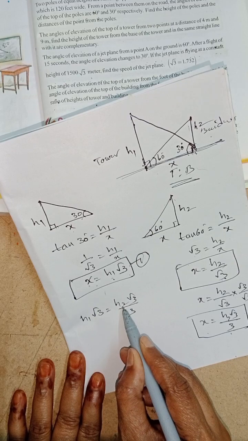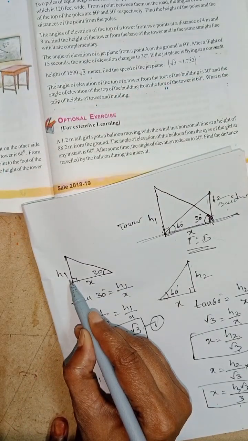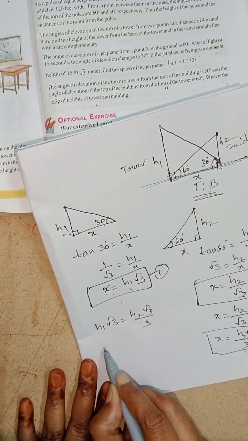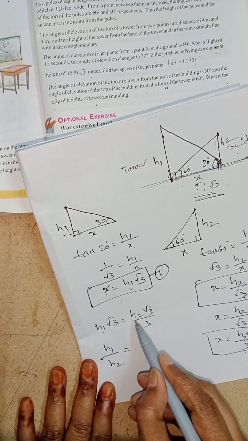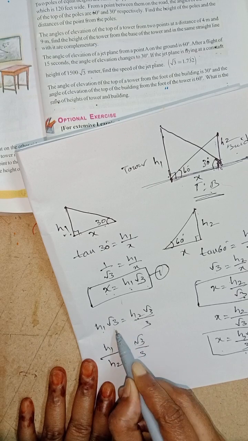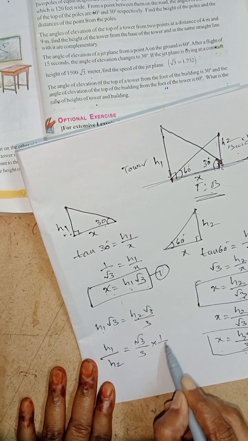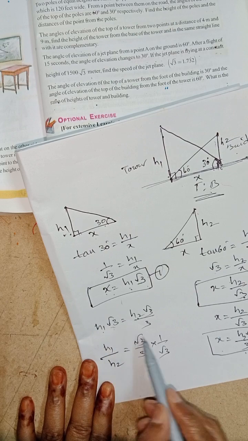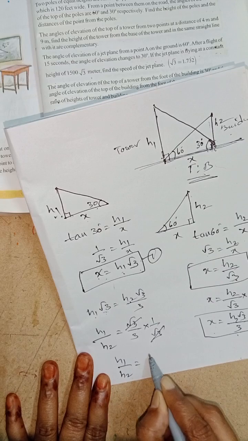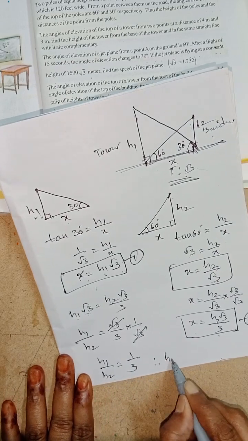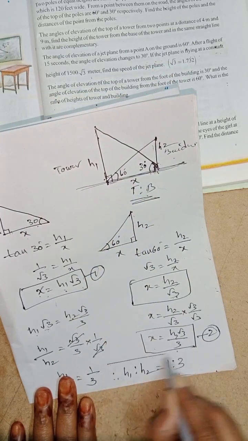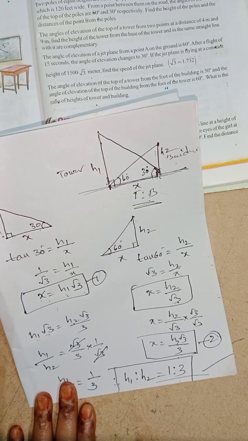Then bring h2 to the denominator, because h1 is the height of the tower and h2 is the height of the building. The ratio they asked is tower to building, that's why h1 by h2. Root 3 by 3 is there. Transposing the root 3, it is multiplying, so when it comes to this side it divides: 1 by root 3. So root 3 cancels, and h1 by h2 equals 1 by 3. Therefore the ratio of the heights of the tower to building is 1 is to 3. That's it. Very important model.